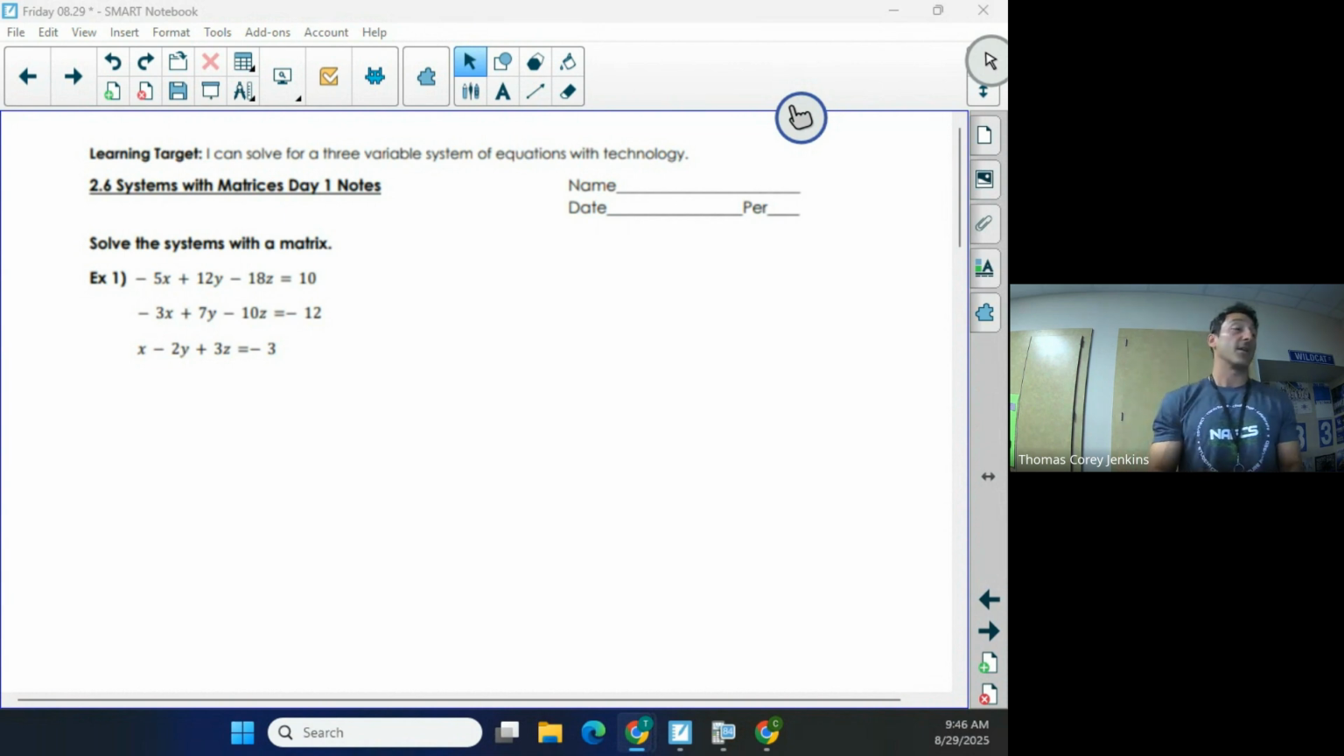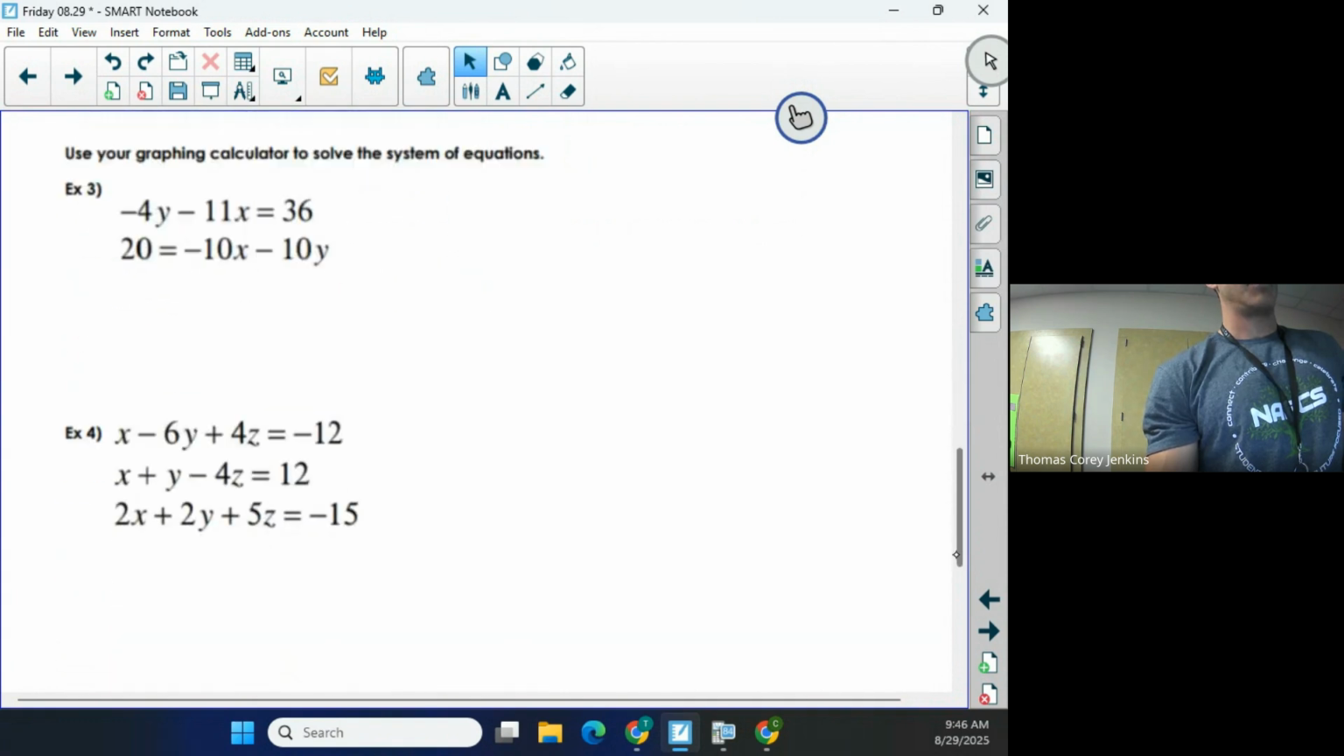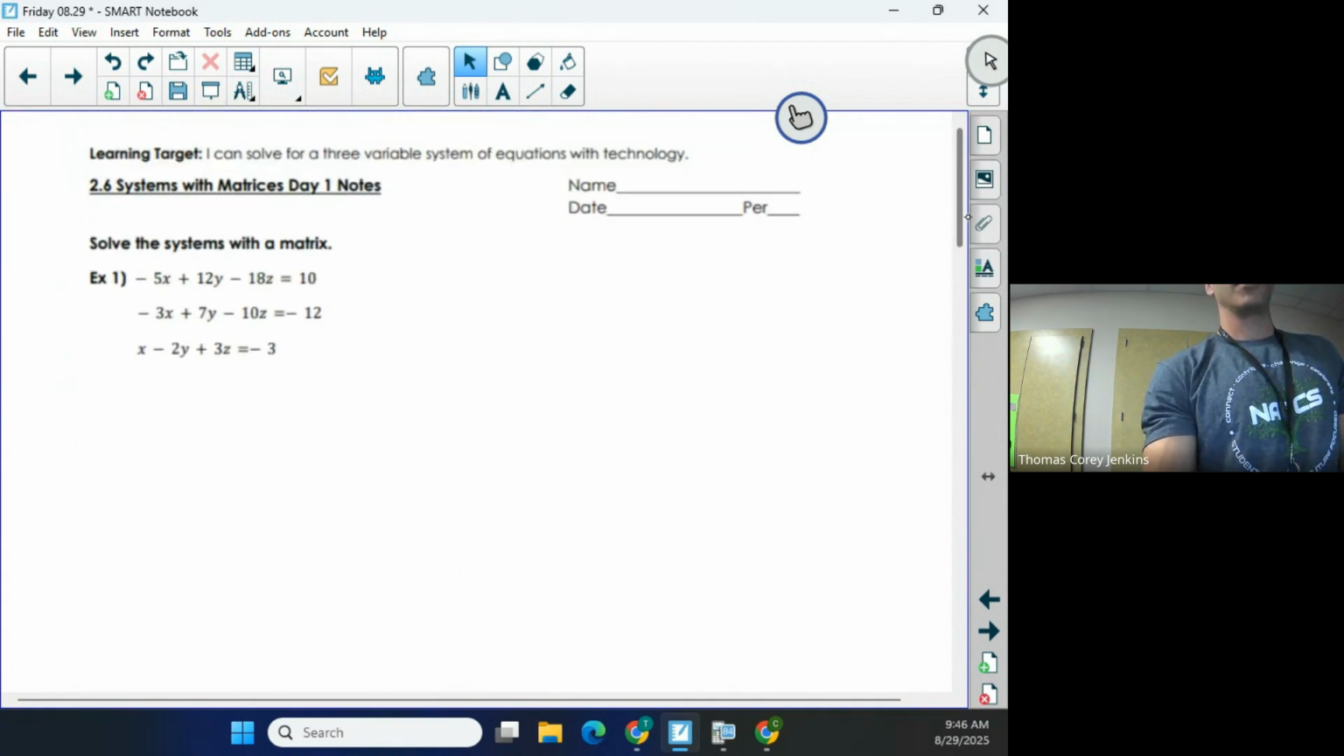But really, the big takeaway from the notes needs to be page 2, which looks like this, and page 3, which looks like that. We'll go through those quicker because by hand takes longer, but you don't really need to know how to solve them by hand. And by them, I mean 3-variable systems.